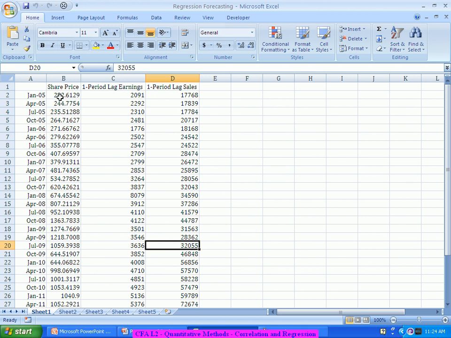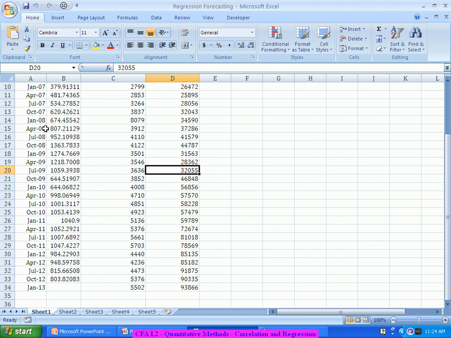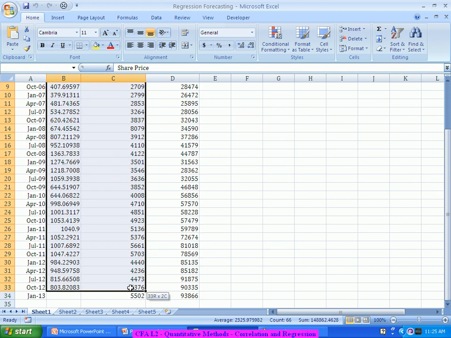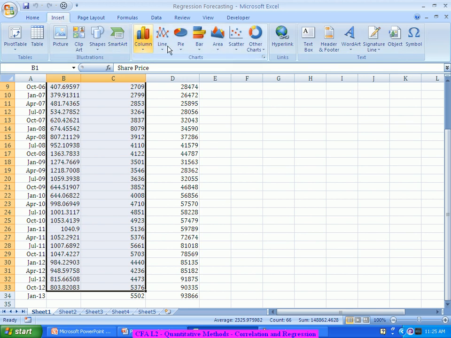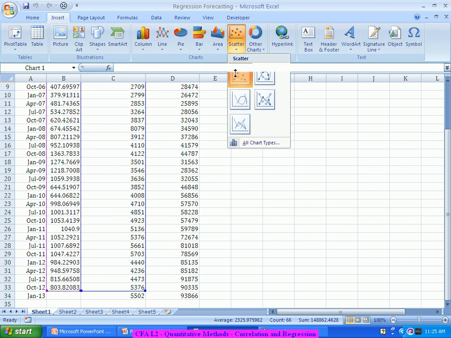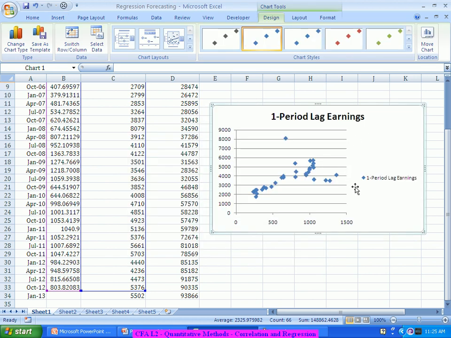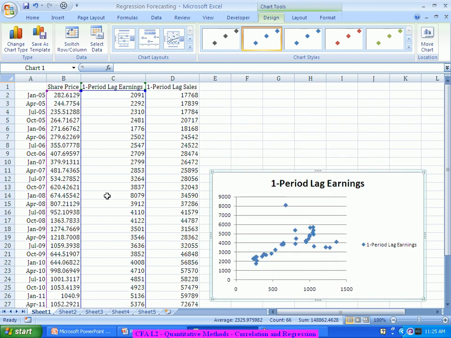Let's say here I am taking data items from Jan 05 till Jan 13: the quarterly share price of a company versus the earnings of that company, with a 1 period, 1 quarter lag on earnings. So I would like to do a scatter plot between these two data items. Doing a scatter plot in this case gives a relationship between the X value, which is the share price, and the Y value, which is the lagged earnings.